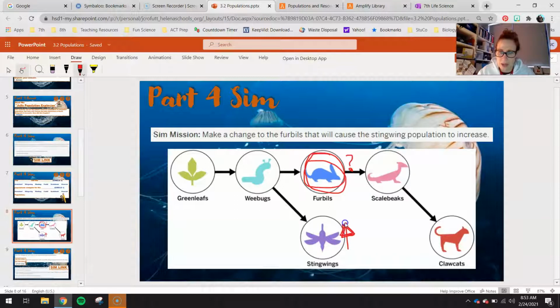Remember, this will be an indirect effect because there is no arrow connecting these 2 populations. Okay, we have to go through the weebugs first. Okay, all right, so think about that. Which change are we going to make to our furbills to get our stingwings to increase? Okay, and let's go ahead and test that out.